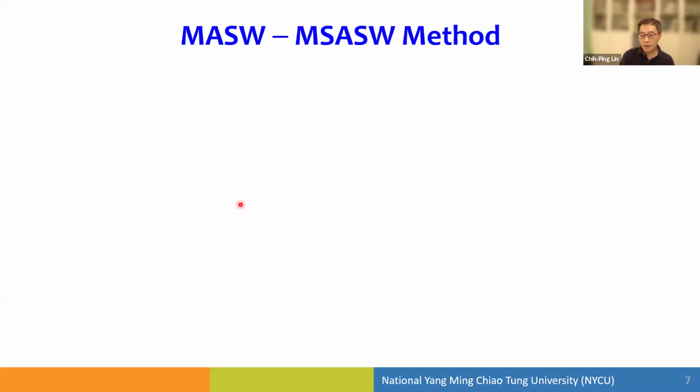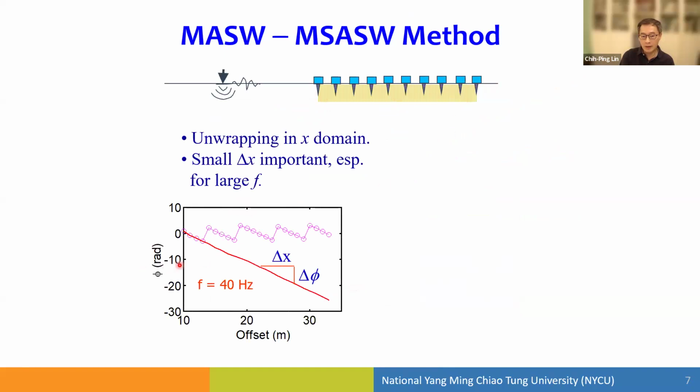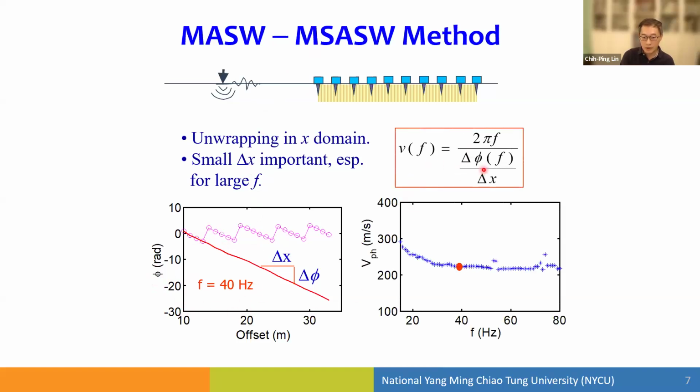And another survey approach is to use multi-channel. So when you have multiple channels, you can perform the computation after Fourier transform of each seismogram. You can determine the phase angle at different locations. So you get this phase angle at different offsets. So when you have multiple channels and small receiver spacing, you can unwrap your phase angle in the space domain, all right? So using the same equation, you get phase velocity at different frequencies.